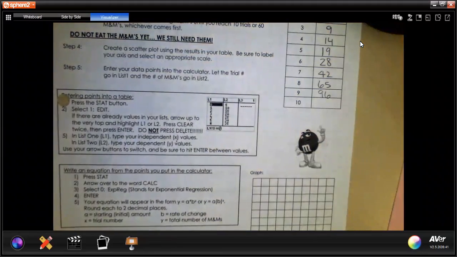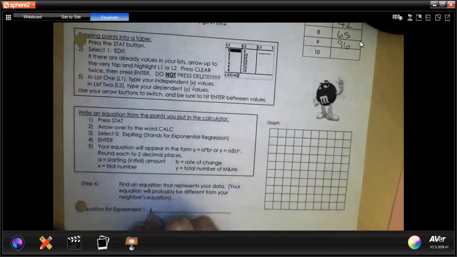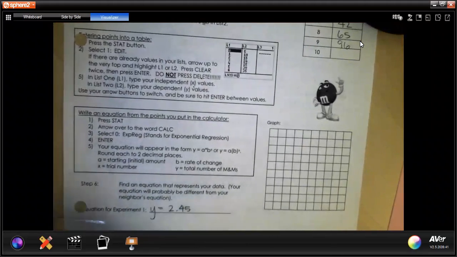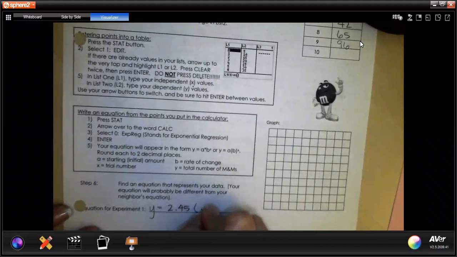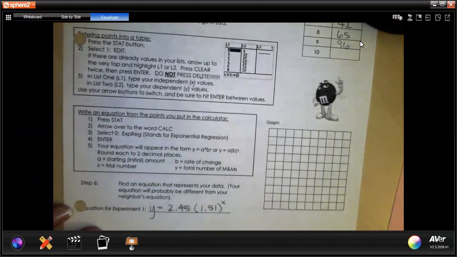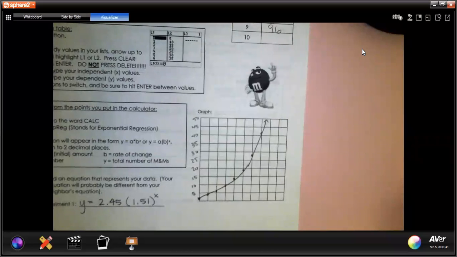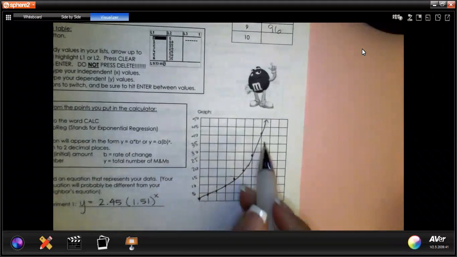So I'm going to go ahead and write that down here at the bottom of our paper so that we've got that. We said for our paper here, I can go ahead and write 2.45, and then that is being multiplied times 1.51 to the x power. I'm going to go ahead and sketch a graph there as well so that we've got an idea of what that looks like.